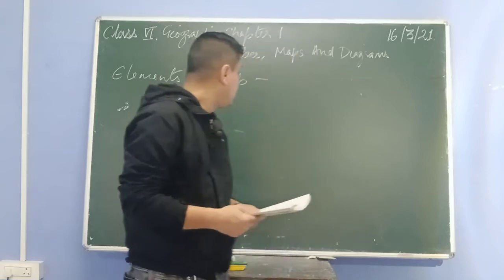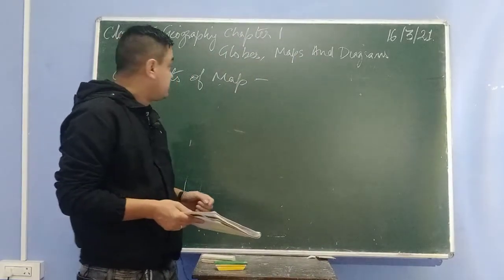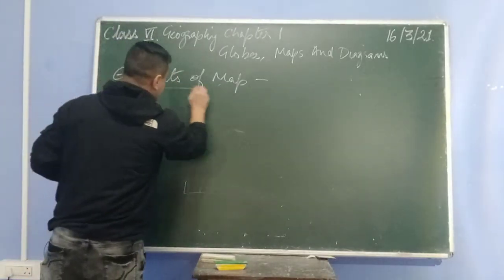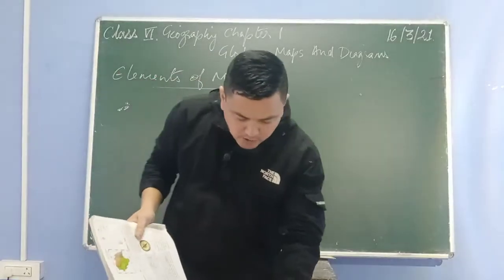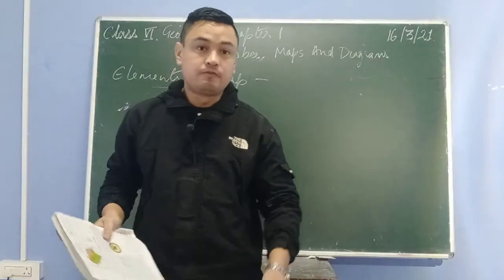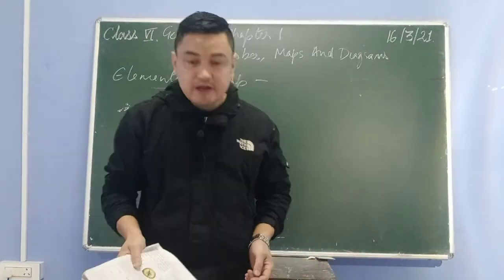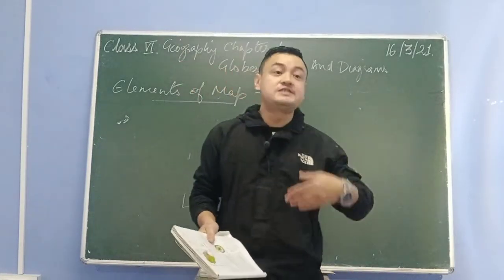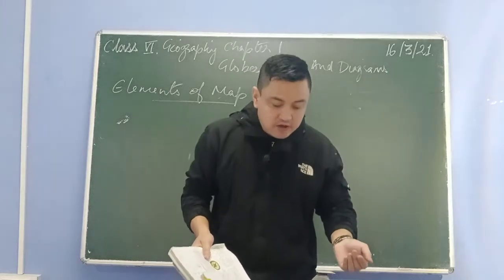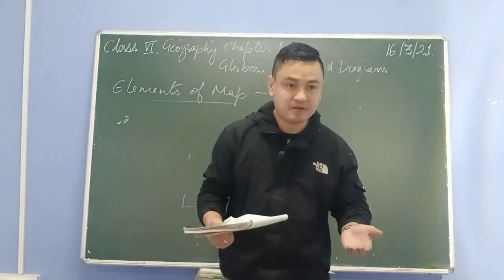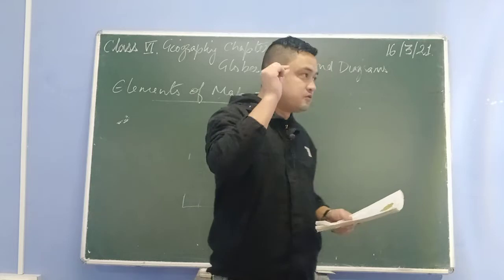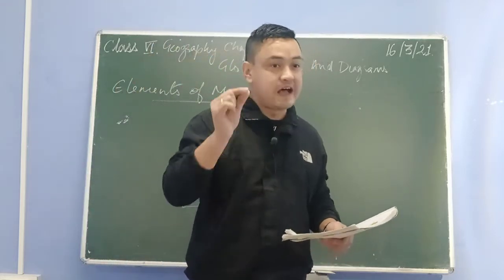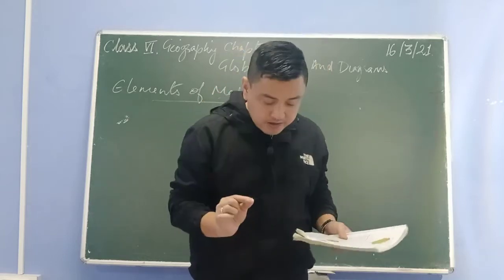Good morning, children. This video is on chapter 1, globes, maps and diagrams, and the topic that I'm going to discuss is elements of weather. Now, to understand a map properly, it is very important to know and learn about the various elements or symbols of a map. Symbols means those signs which help us to understand and explain that map properly. So what are they?